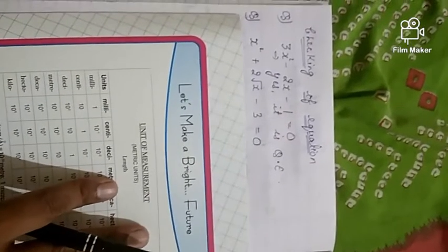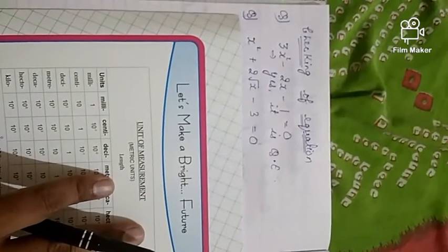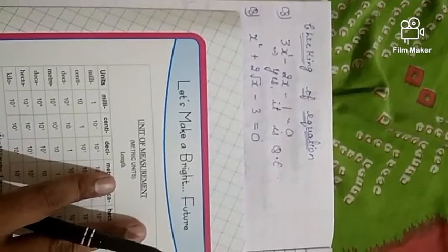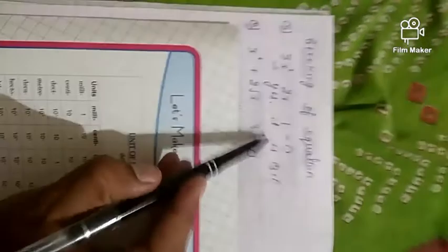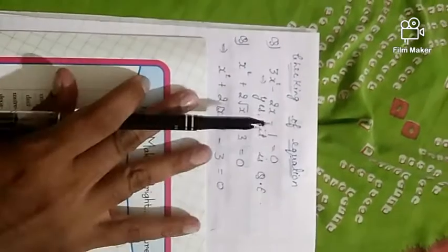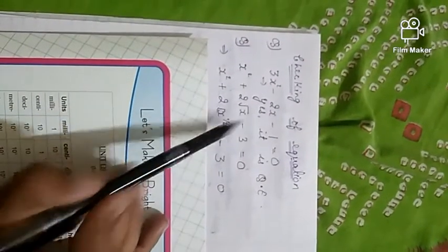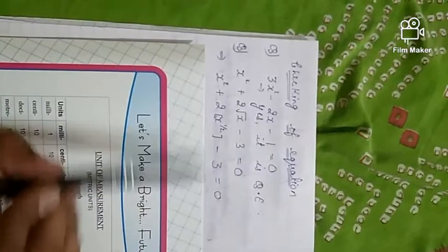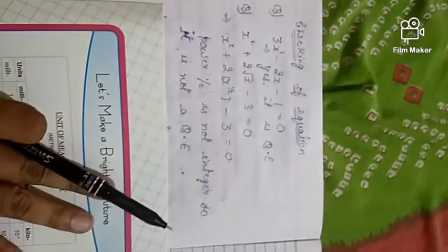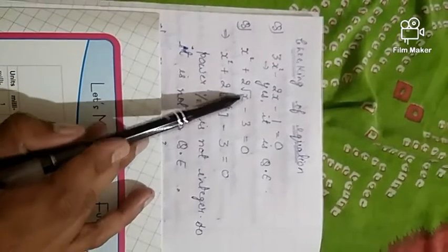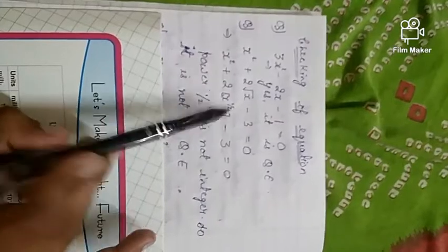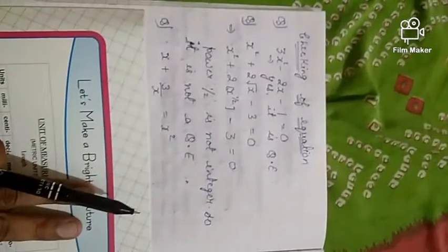Okay, see this second question. x square plus 2 under root x minus 3 equal to 0. See, here the first condition matches, that the highest power is 2, but the power of x here is 1 by 2 and 1 by 2 is not an integer. So this equation is not a quadratic equation. Root x means x to the power 1 by 2 and 1 by 2 is not an integer, so this is not a quadratic equation.